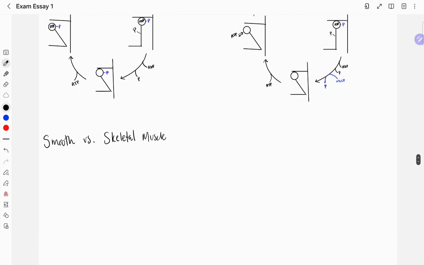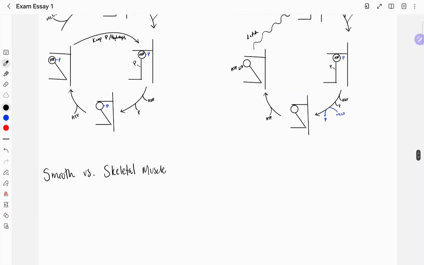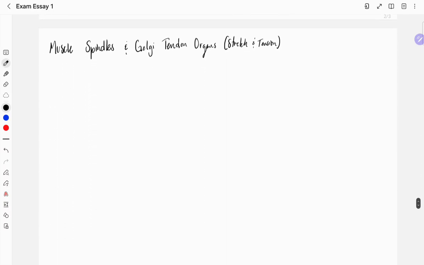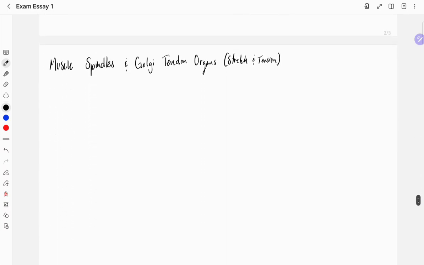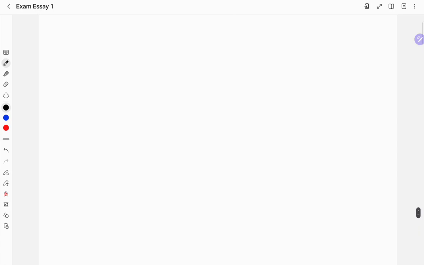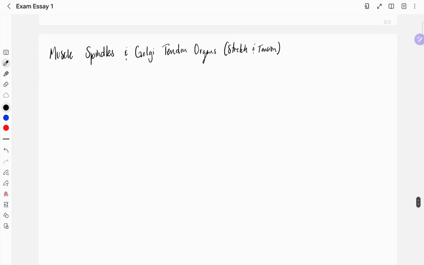So I just talked about the difference between smooth and skeletal muscle. So we'll just move on to muscle spindles and Golgi tendon organs. And you're probably excited because you know that means we're almost done, and you're probably tired of hearing my voice. So let's go ahead and jump in, shall we?